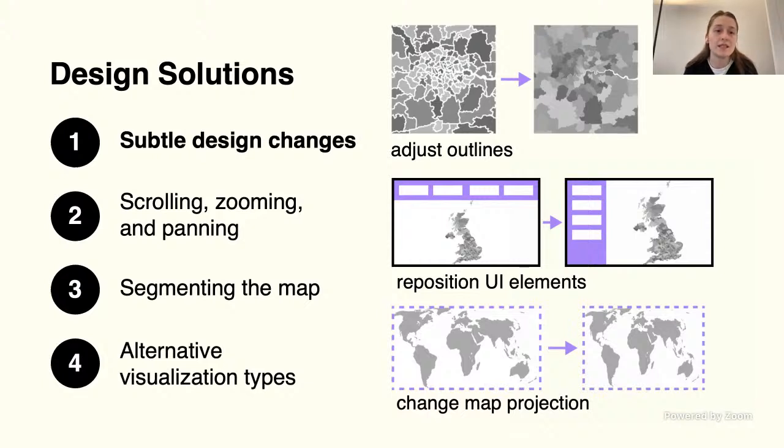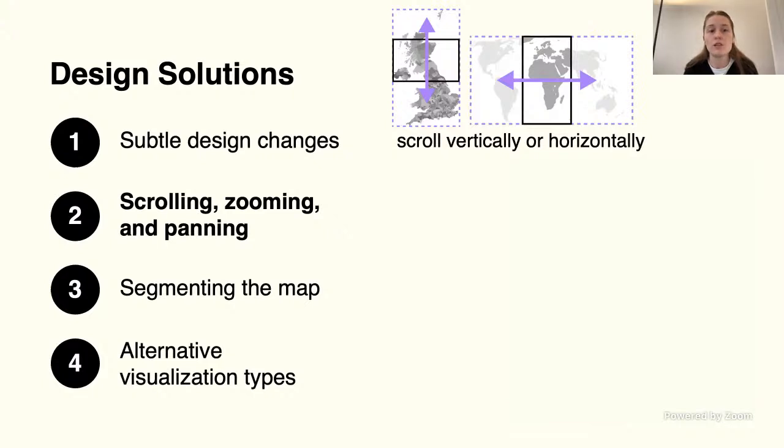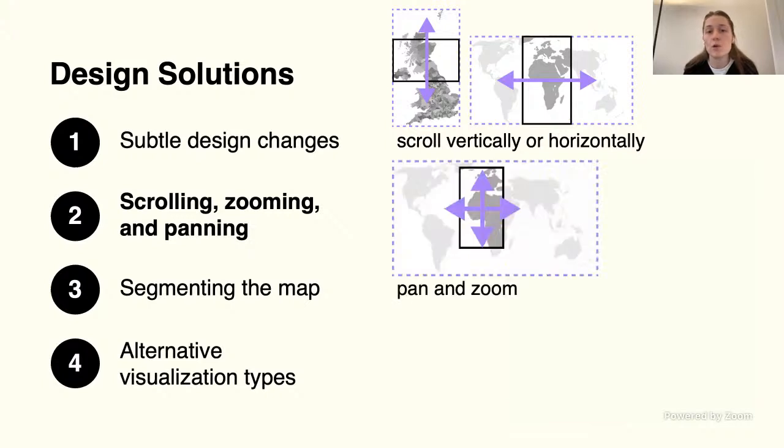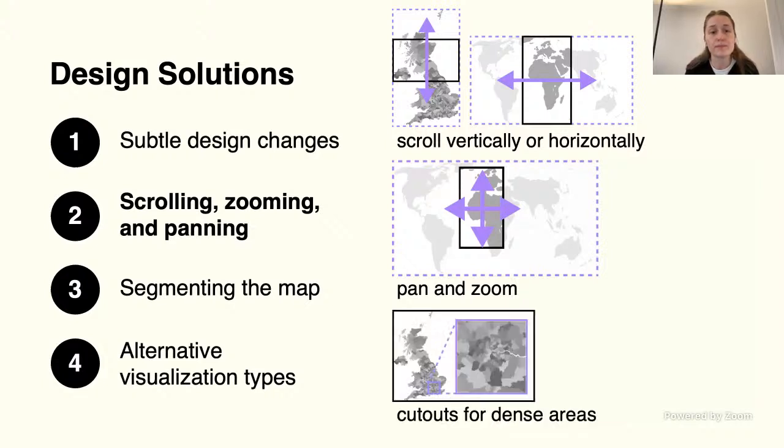Once they had kind of exhausted the subtle design changes and hadn't really managed to solve the challenges on some screen sizes, they moved on to scrolling, zooming, and panning. So this can be scrolling vertically or scrolling horizontally, or it can be pan and zoom, where you can interact with a map the same way that you would on, say, Google Maps.